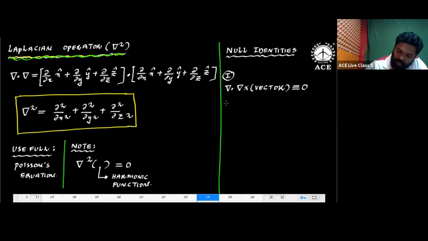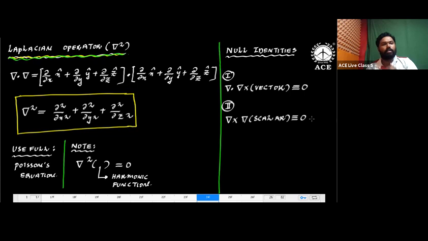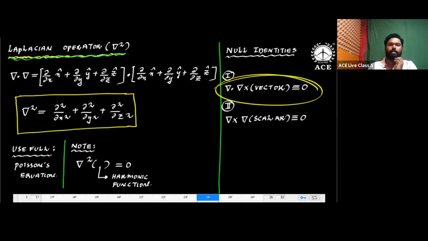Number 2, curl of a gradient of a scalar is always 0. It is not true only for a particular scalar. You can substitute whatever scalar you like and show LHS is equal to RHS. We are going to use this one later. Anyhow, you learn these things in your vector calculus, but we will be using this later. That is the reason why I have considered that.